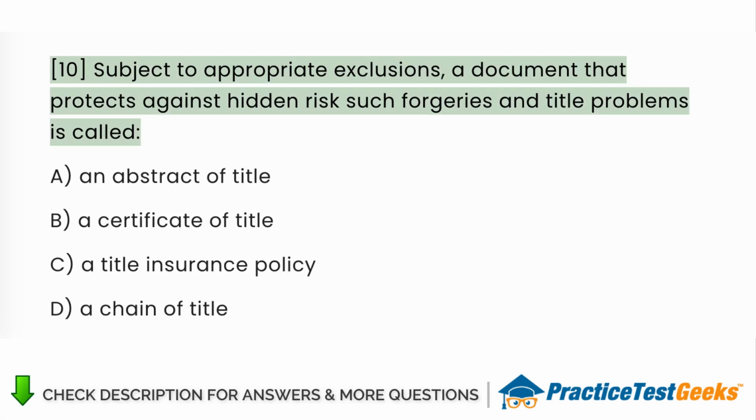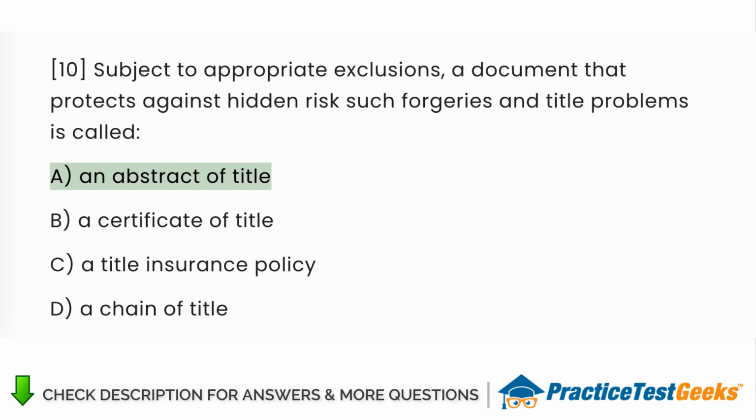Subject to appropriate exclusions, a document that protects against hidden risks such as forgeries and title problems is called A. An abstract of title. B. A certificate of title. C. A title insurance policy. D. A chain of title.